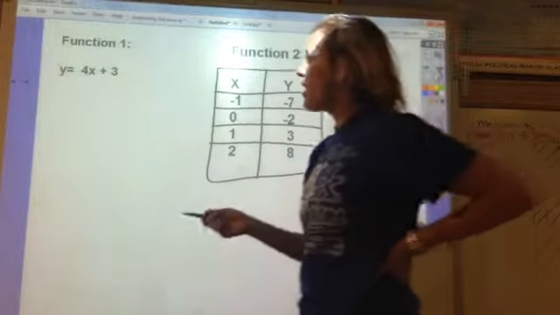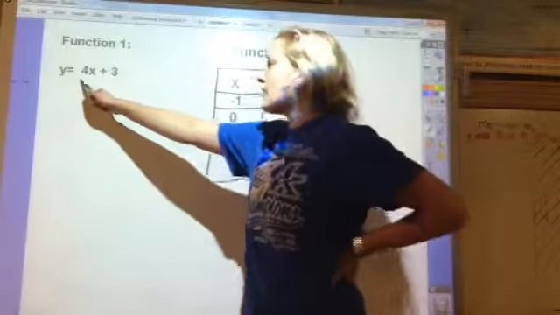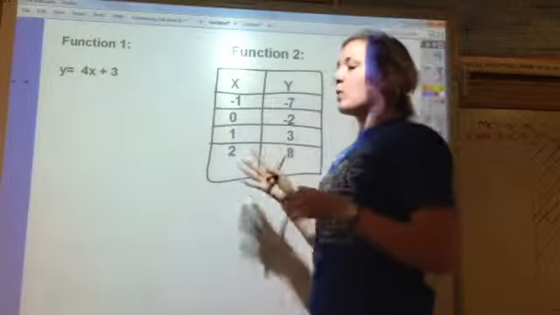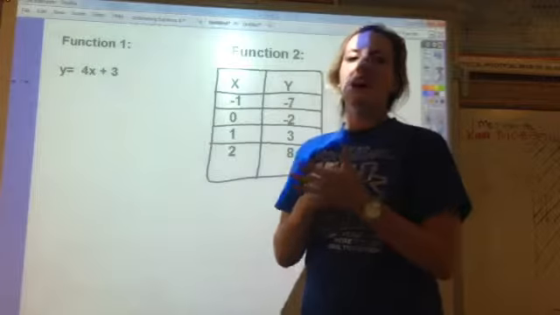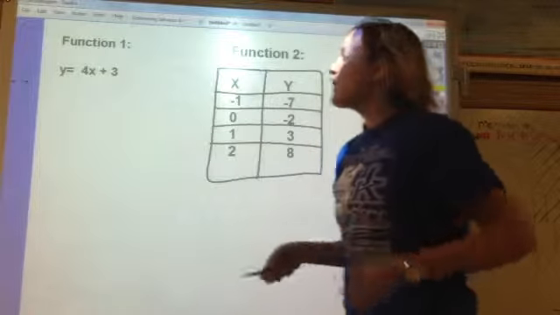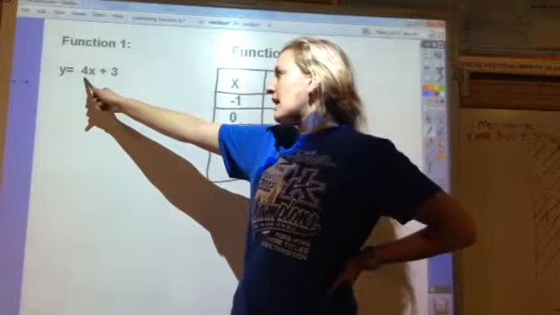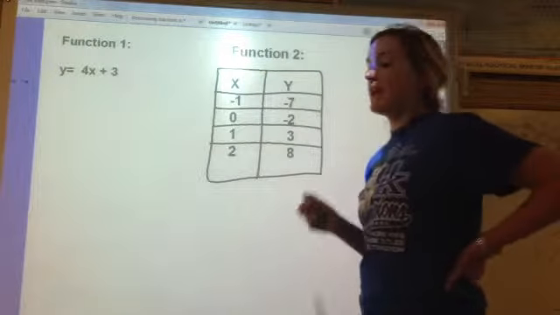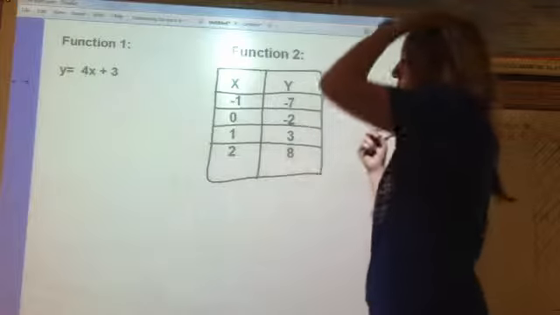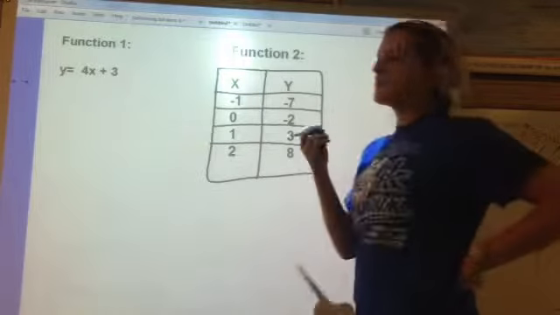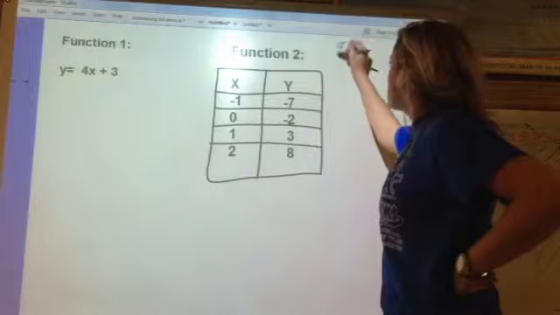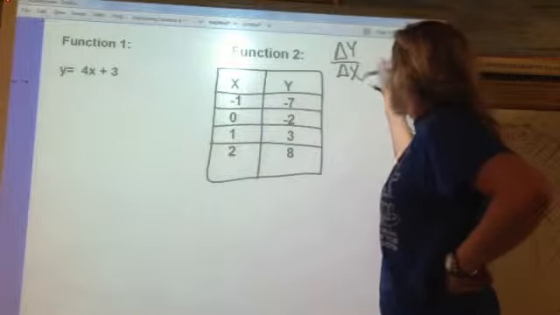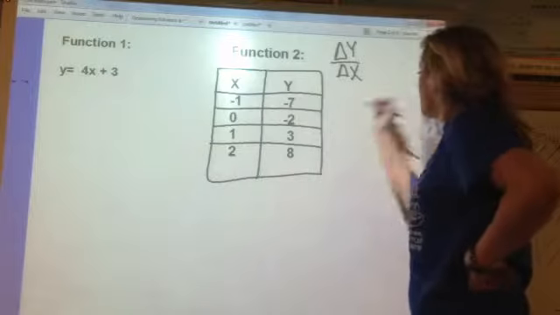All right, I have function 1, which is y equals 4x plus 3, and function 2, which is this table. What I'm interested in is which one of these has the greater rate of change. Well, I already have function 1 in equation form. I need to turn this table into an equation. So how do I do that? Well, the first thing I need to do is find the slope. And the way I find slope is change in y over change in x. So let's go ahead and do that.